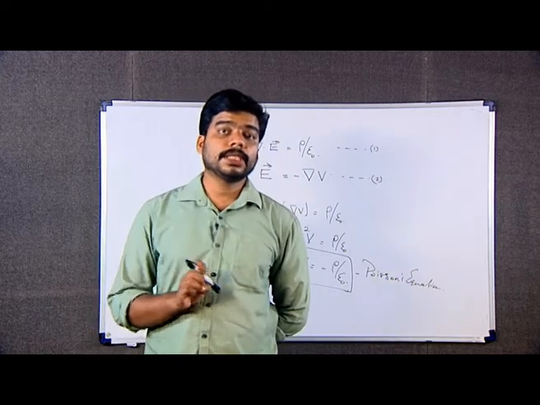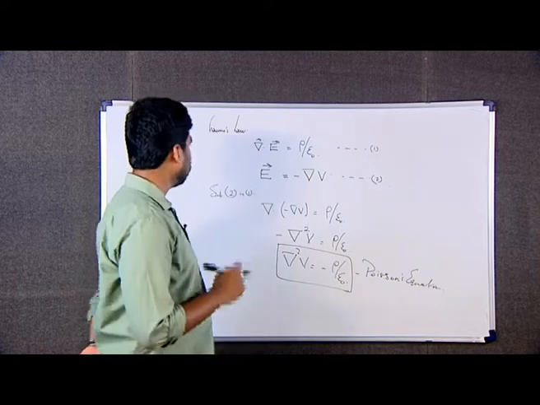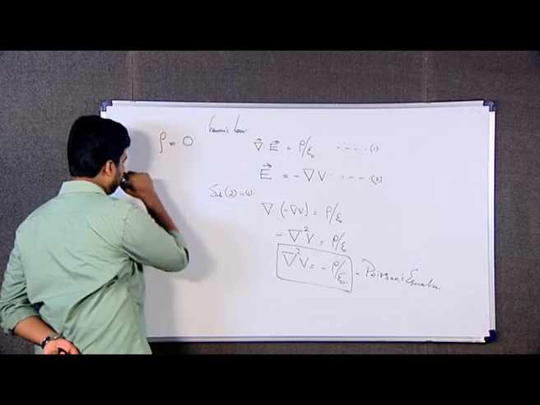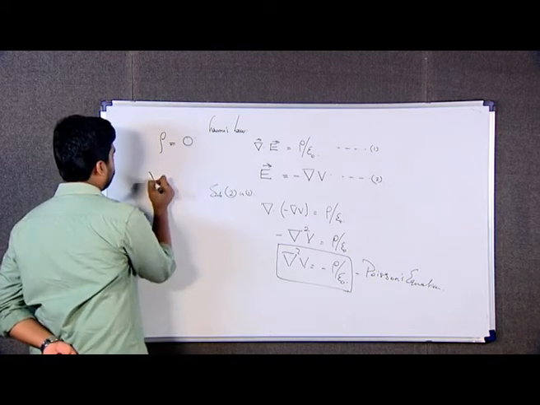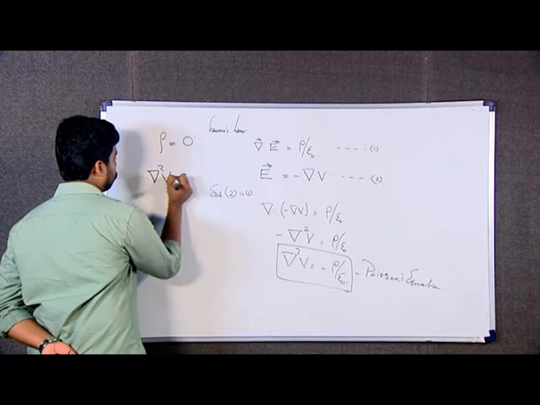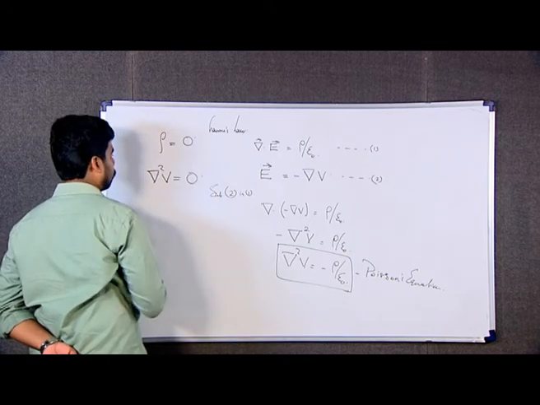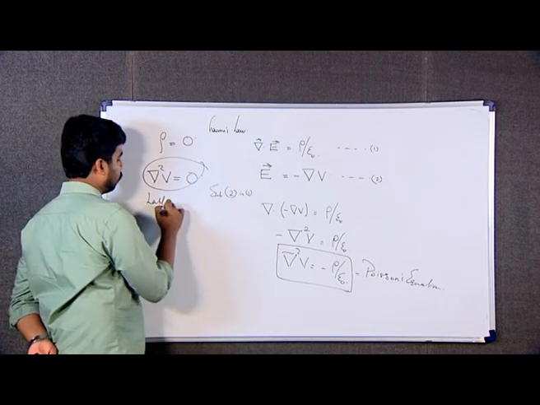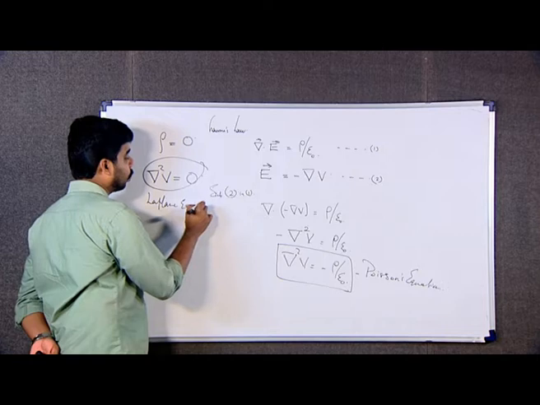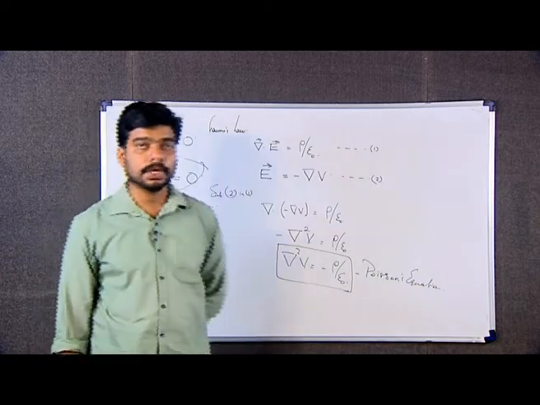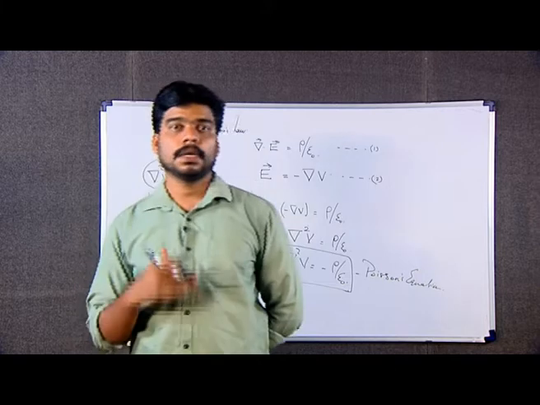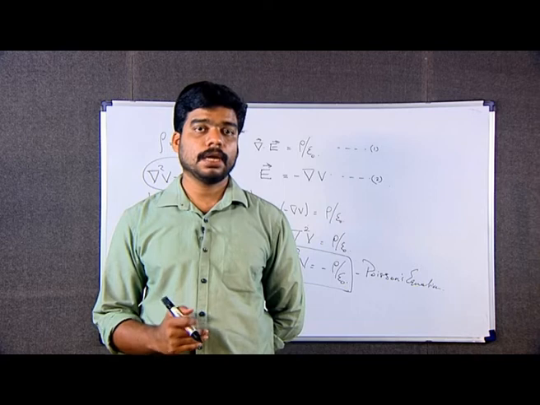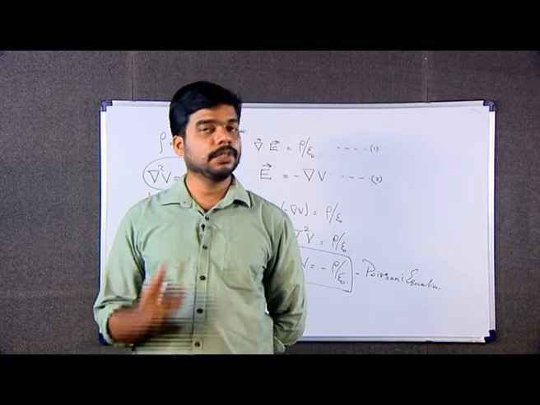If the charge density is 0, that is rho is equal to 0, then Poisson's equation will become del square V is equal to 0, and this is called the Laplace equation. In the coming chapters we will discuss more about Poisson's equation and the uses of this Laplace equation.